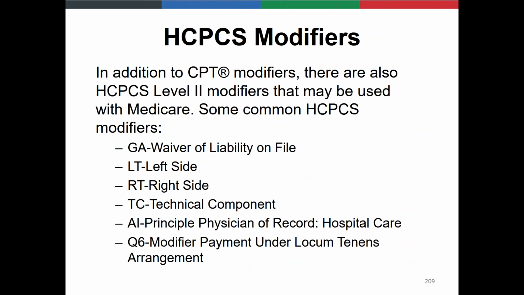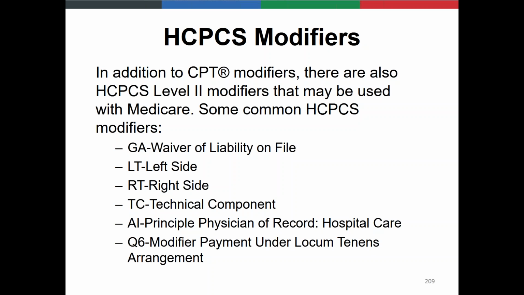In addition to the CPT modifiers, there are also HCPCS Level 2 modifiers that are used with Medicare, all right? And typically these modifiers are going to be different than the Level 1 modifiers in that they're going to have letters in them. These are going to be letters like GA. This means that there's a waiver of liability on file for Medicare. If you've ever had a parent or a grandparent who's Medicare age have a surgery, they have the patient sign a waiver of liability saying Medicare might not pay for this or might not pay for a certain component of this, and if that's the case, then it's your responsibility. And so that modifier tells Medicare that the patient has a waiver of liability on file.